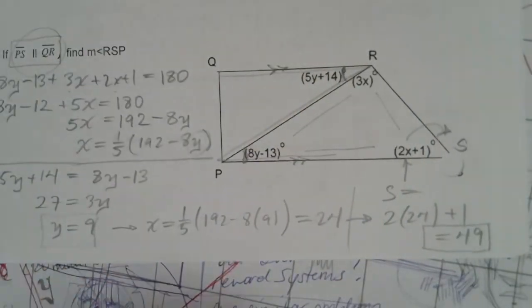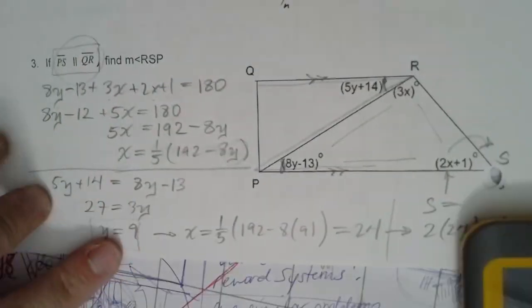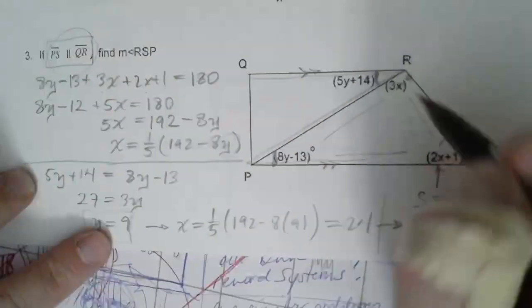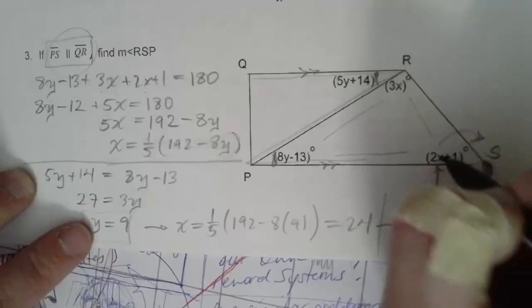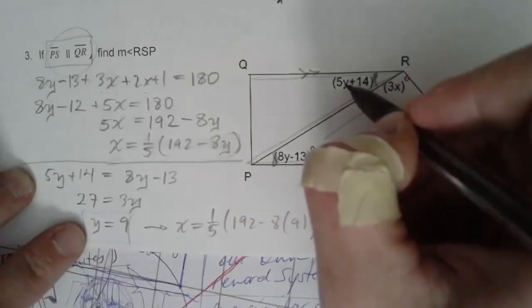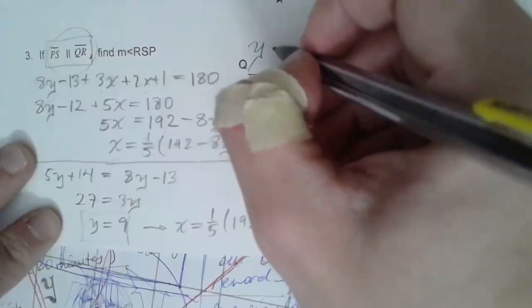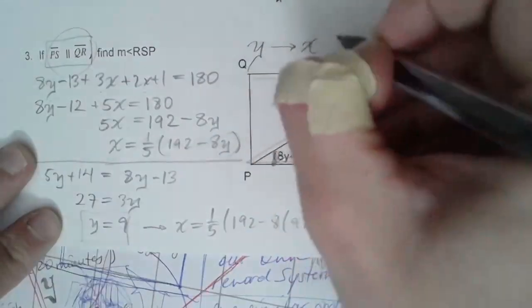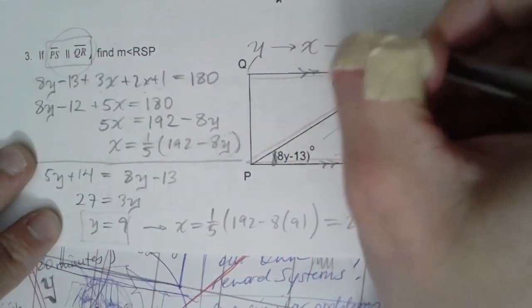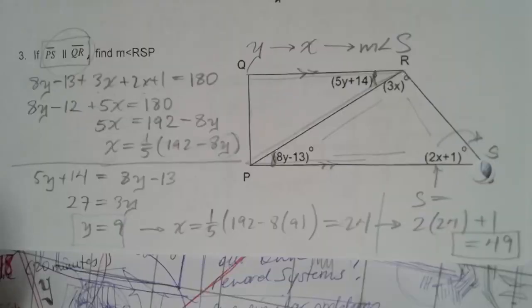If you guys are confused about my method, essentially, if we just walk back through what I did here, I wanted to get S, so to get S, I needed X. But to get X, I needed Y. So it ended up being a 3-step problem. I had to find Y, then use that value to get X, then use that value to get the measure of angle S. So this was my game plan.